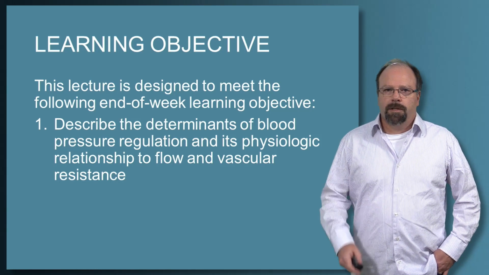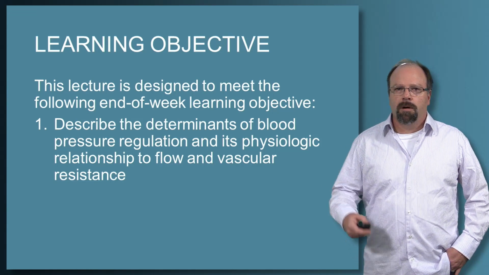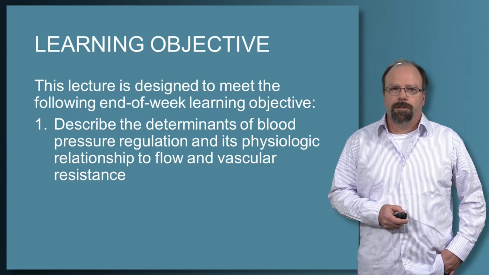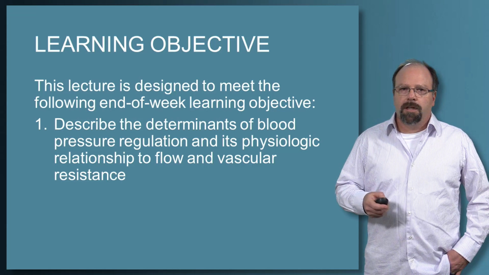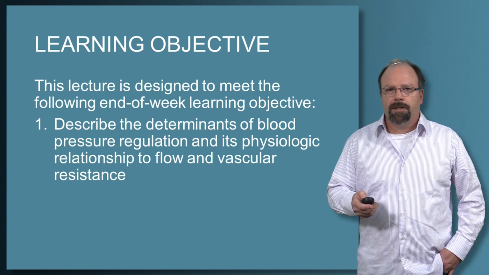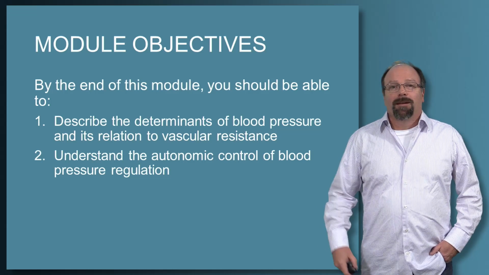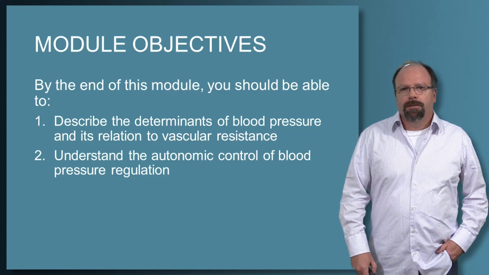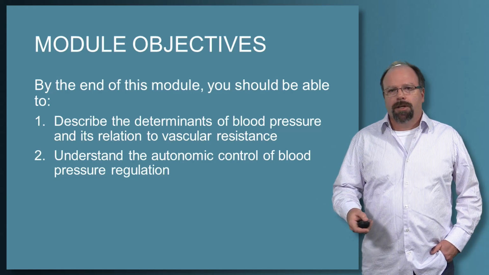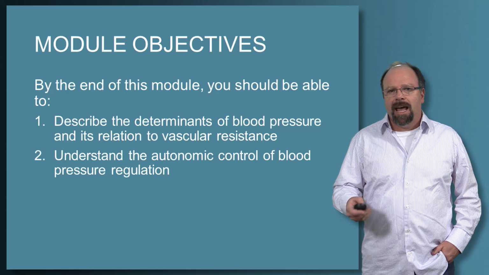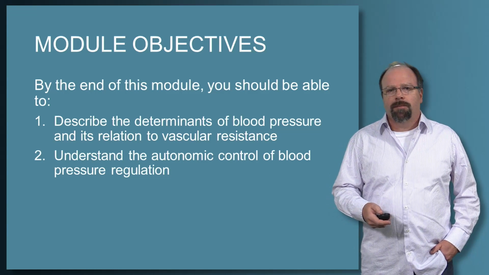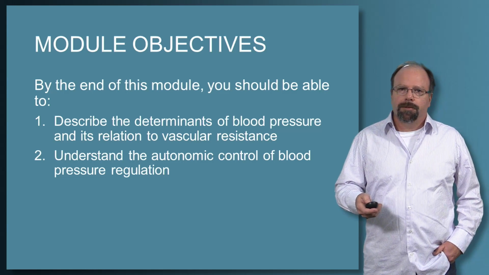So our objectives for this video are to describe the determinants of blood pressure regulation and its physiologic relationship to flow and vascular resistance. By the end of this module, you should be able to describe the determinants of blood pressure and its relation to vascular resistance, and to understand the autonomic control of blood pressure regulation.